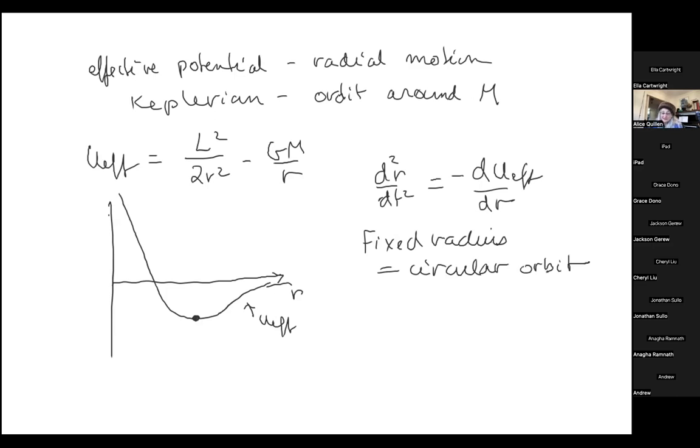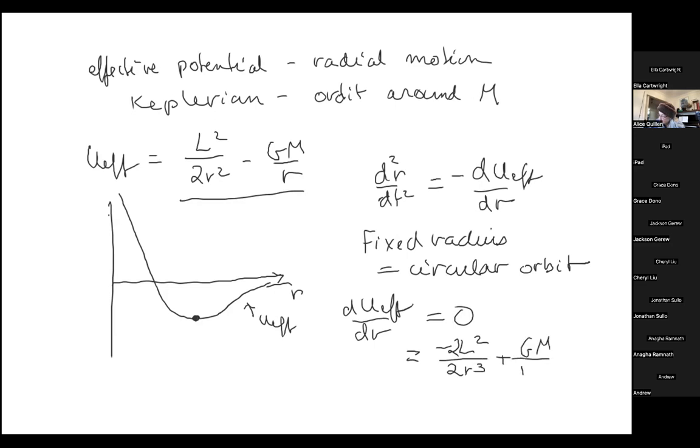So I can find, if I take the derivative of this equation, dU effective dr equal to 0, I can figure out what radius gives me a circular orbit. So let's do that. I can take the derivative of this function. It's minus L squared, I need a 2 there, over 2r cubed plus GM over r squared equals 0.